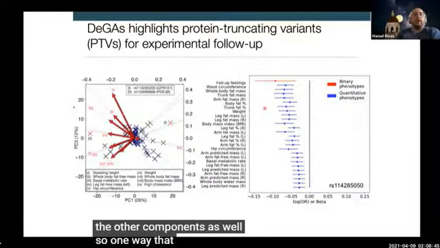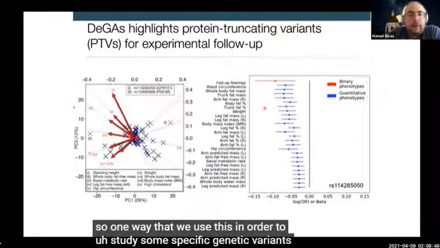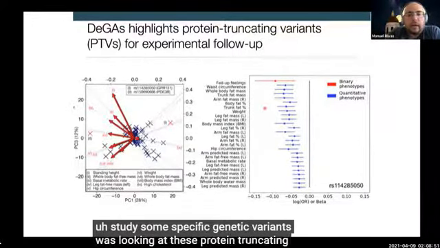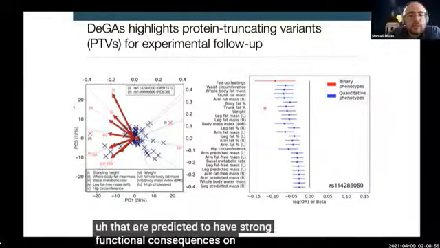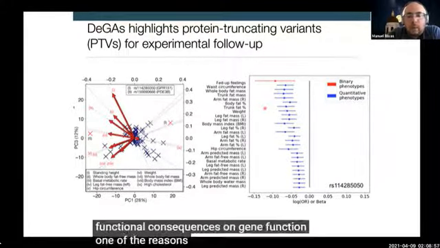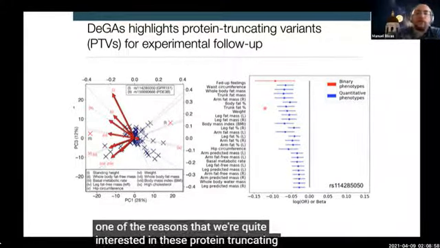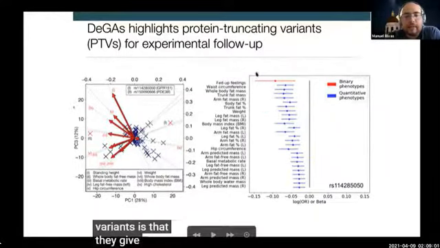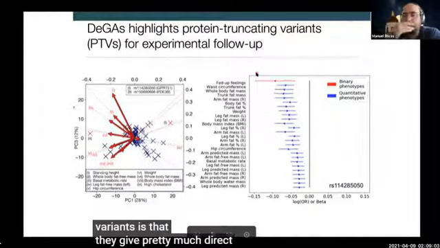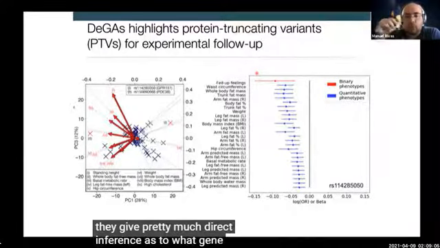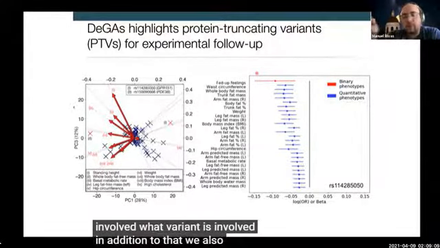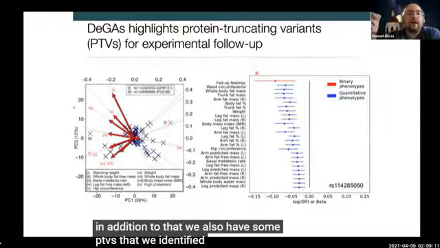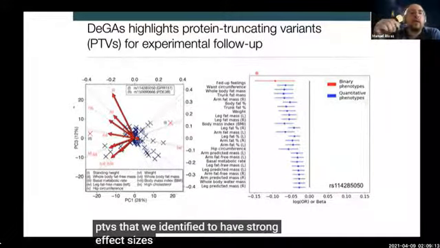So one way that we use this in order to study some specific genetic variants was looking at these protein truncating variants that are predicted to have strong functional consequences on gene function. One of the reasons that we're quite interested in these protein truncating variants is that they give pretty much direct inference as to what gene is involved, what variant is involved. In addition to that, we also have some PTVs that we identified to have strong effect sizes.